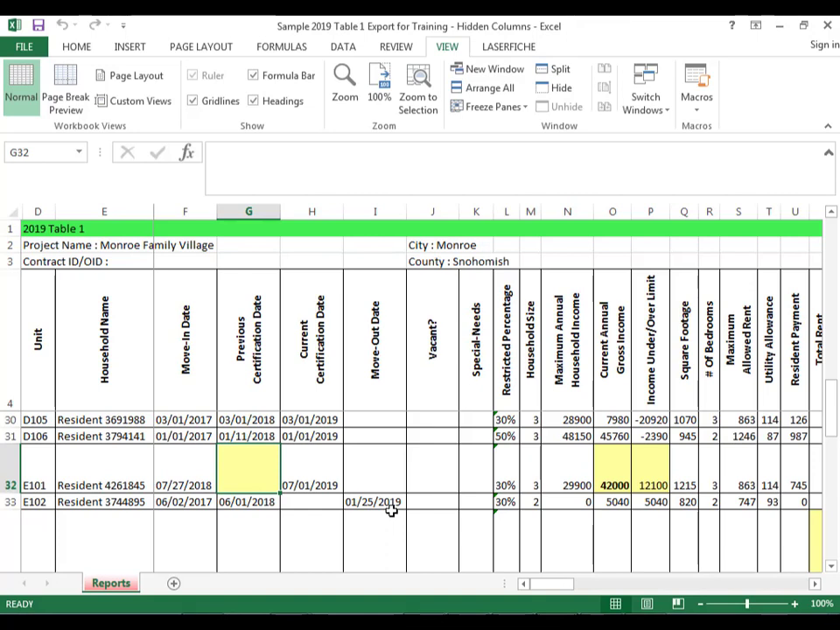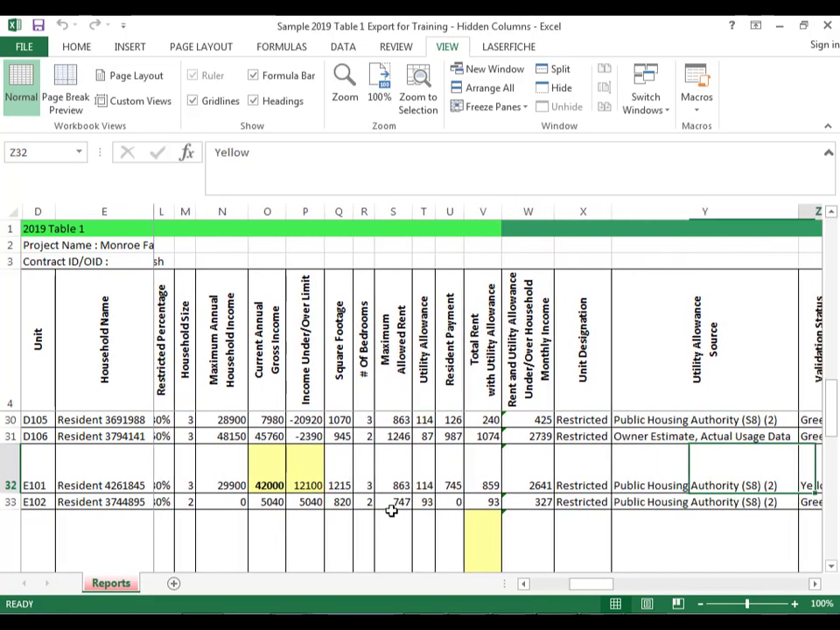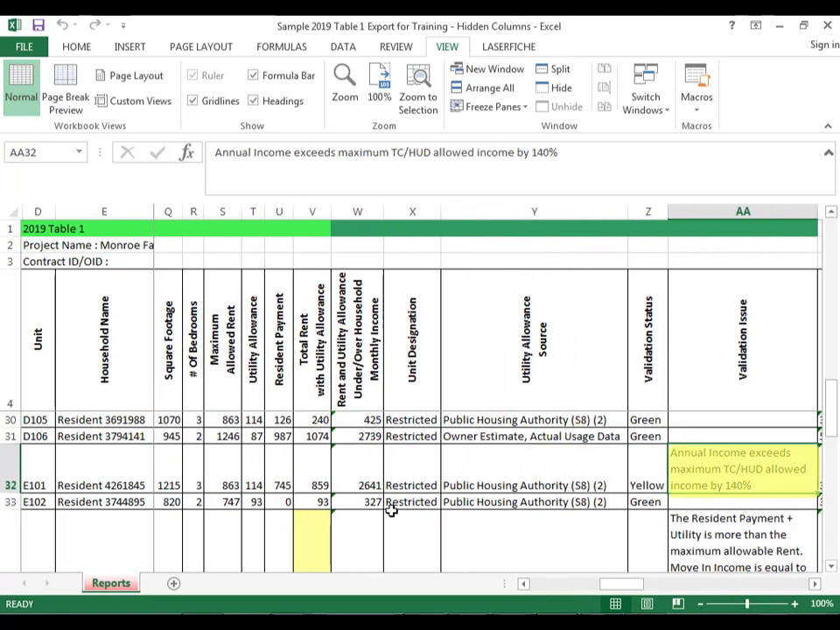However, we're not done with that resident yet, because in addition to the previous cert date, we also see that the annual income is bolded, which means it's over the income limit. It's also highlighted, which means it's over the income limit by 140%. And if we move to the validation section, we will see that validation.